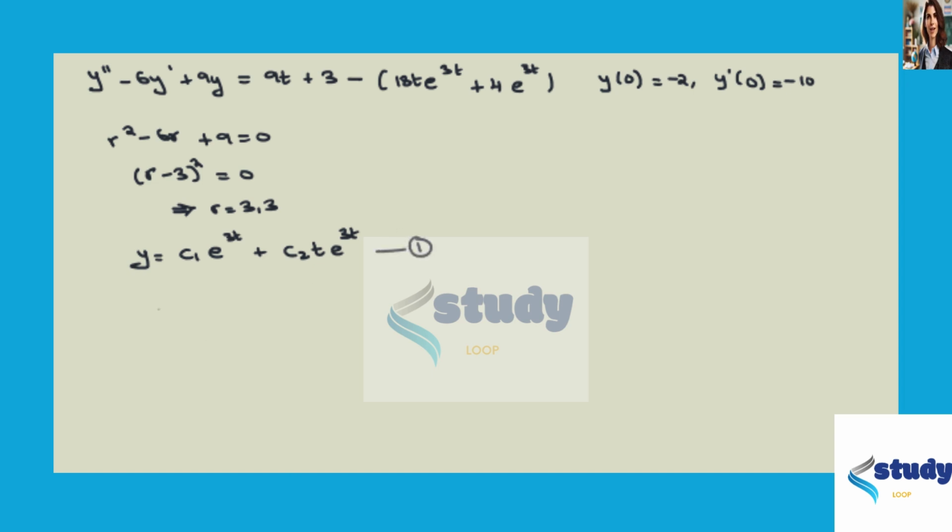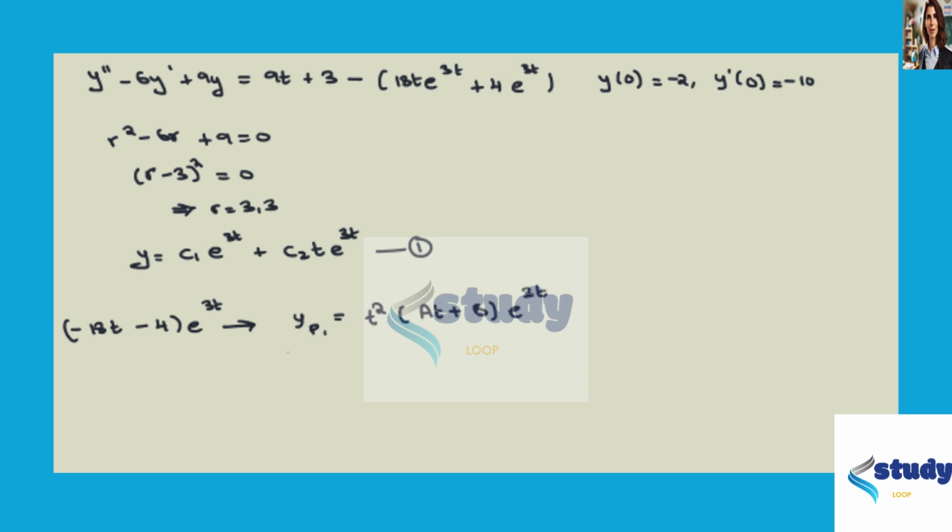Next, we need to find the particular solution. We use the method of undetermined coefficients. So the particular solution for (-18t - 4) multiplied with e^(3t) is of the form yp equals t squared times (at + b) times e^(3t).